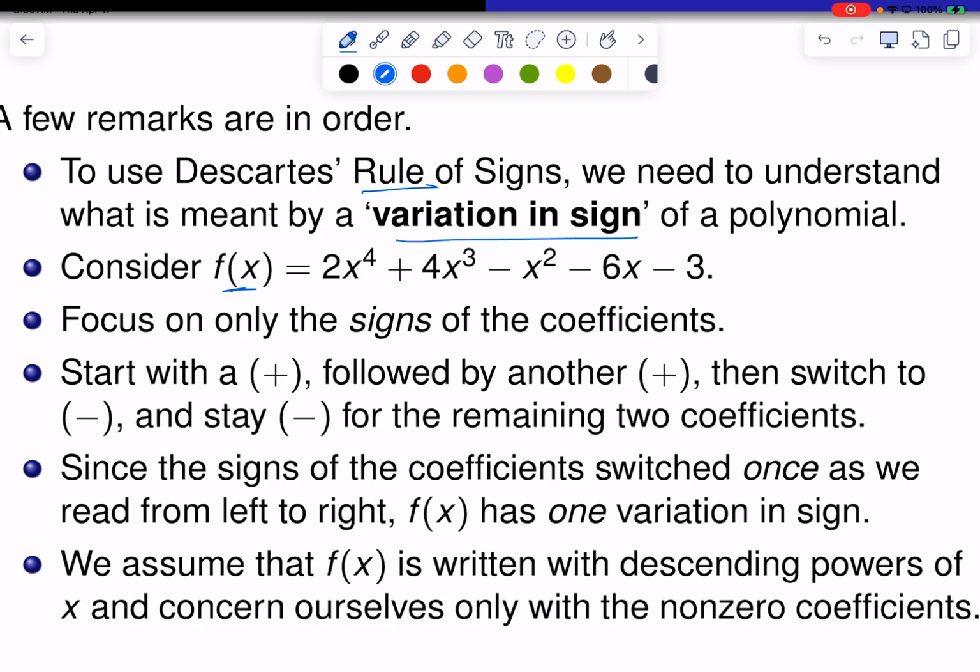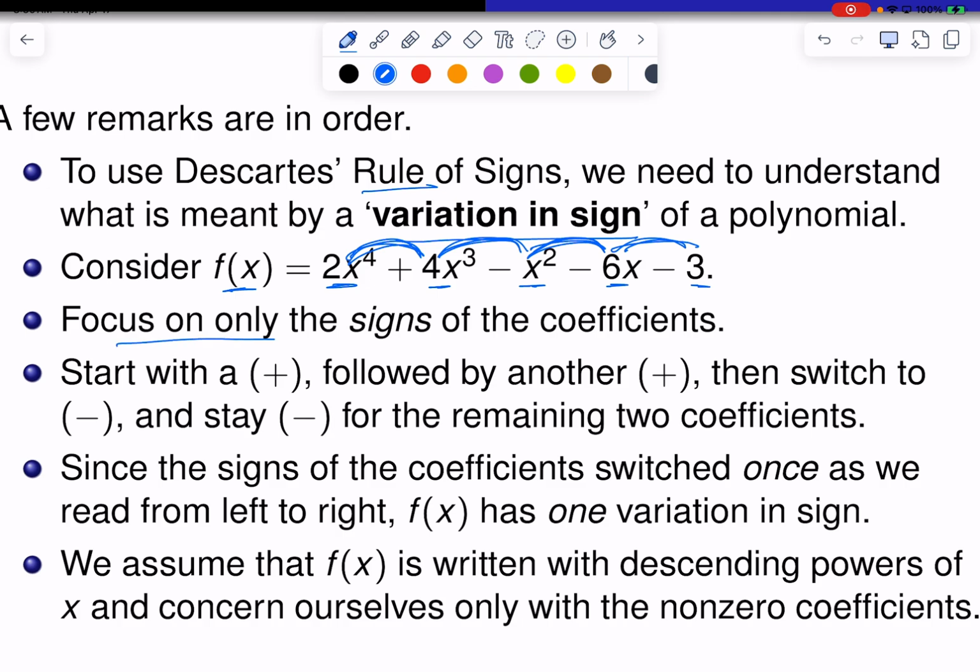We've got a polynomial: 2x to the fourth plus 4x to the third minus x squared minus 6x minus 3. You're literally going to count how many times it changes signs. Does it change signs from here to here? No. Positive to positive does not change sign. Positive 2, positive 4. Does it change signs from here to here? That is a sign variation. That's 1. Does it change signs from here to here? Does it change signs from here to here? So there would be only one sign variation. That means there's only one possible positive real zero.